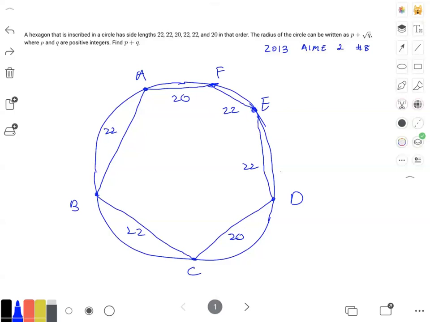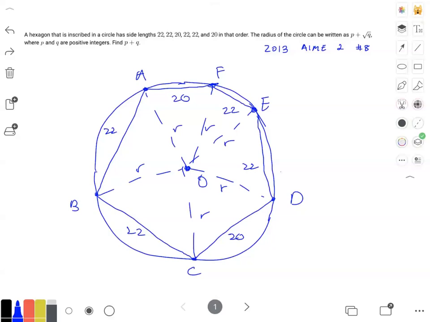Okay, so we have these six side lengths, and we're going to find the radius of the circle. So let's call the center point O, and then let's connect all these points like this. Great. So now, of course, these will all be radii of the circle. Now let's consider some angles.